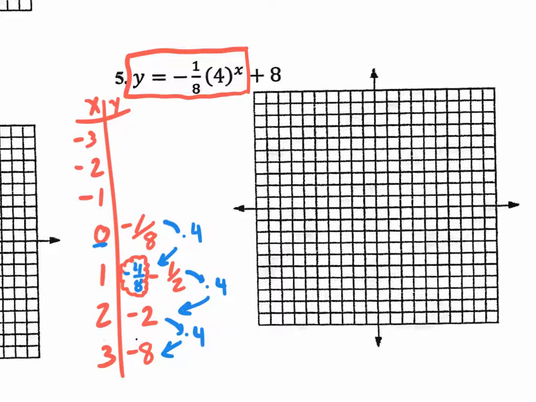So if I know that going this way, I'm multiplying by 4, multiplying by 4, multiplying by 4, the next one's going to be too big. It's going to be off the graph, so I'm not going to plug in a negative 32 right there. I'm not going to write the negative 32.